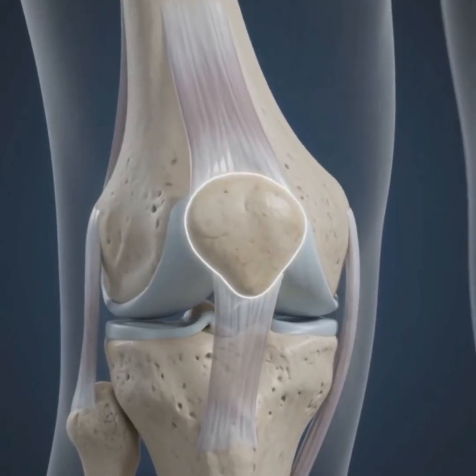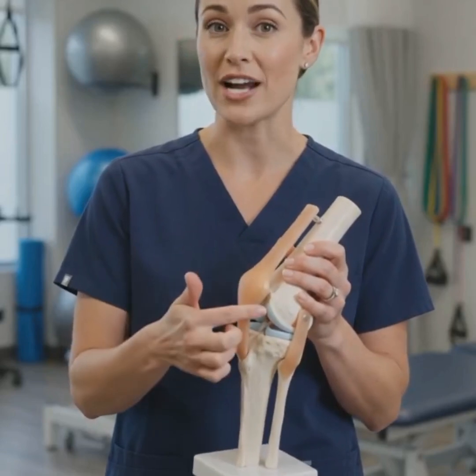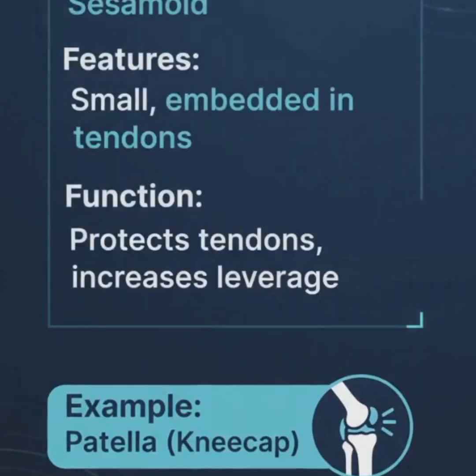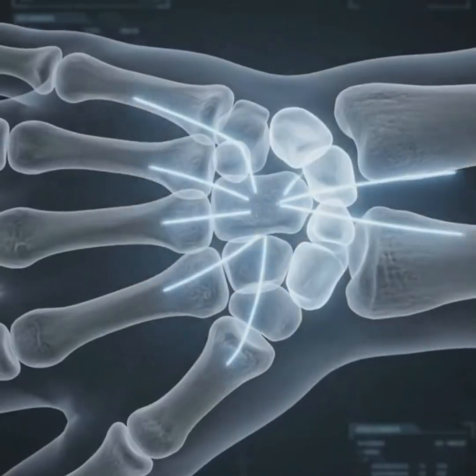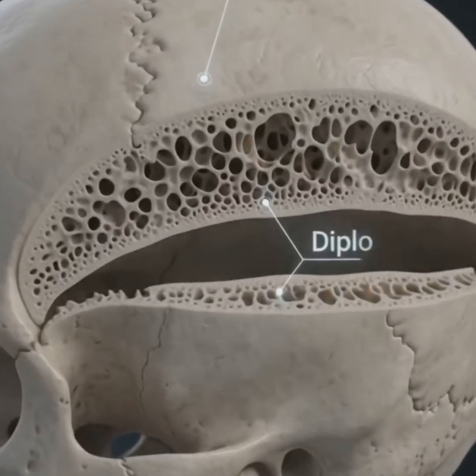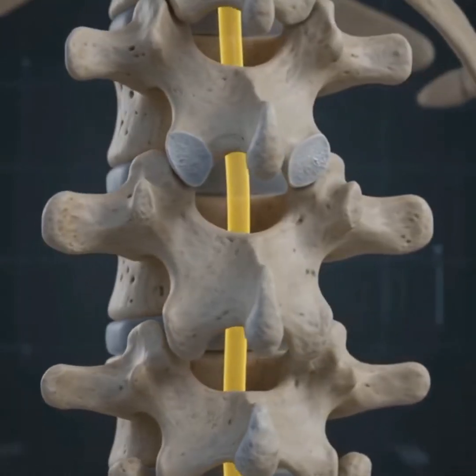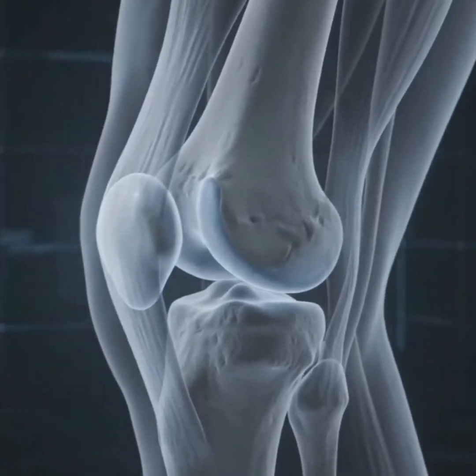Sesamoid bones are pretty unique. They're small, seed-shaped, and embedded in tendons. They protect tendons from stress and increase muscle leverage. The best example is your patella, or kneecap. Long bones function as rigid bars. Short bones provide necessary stability. Flat bones act as biological shields. Irregular bones protect the spinal cord. Sesamoid bones serve to reduce friction.